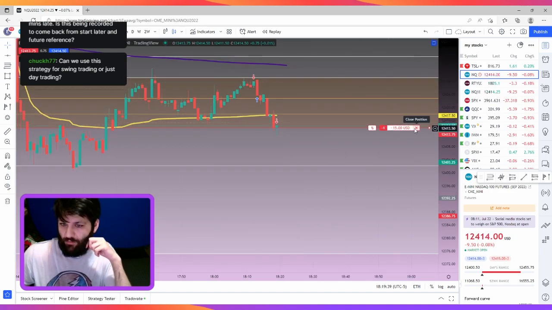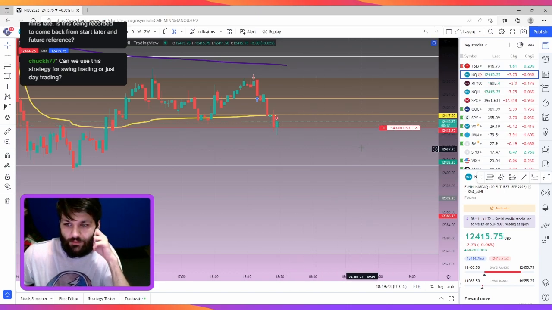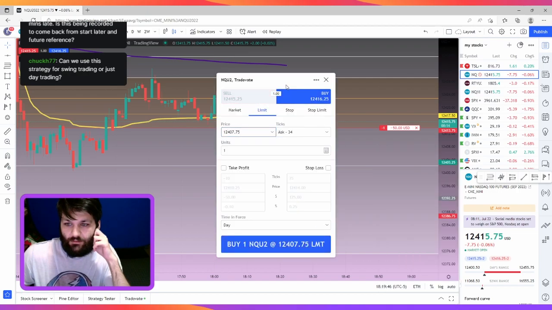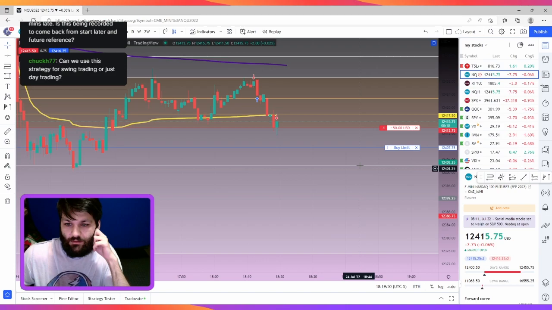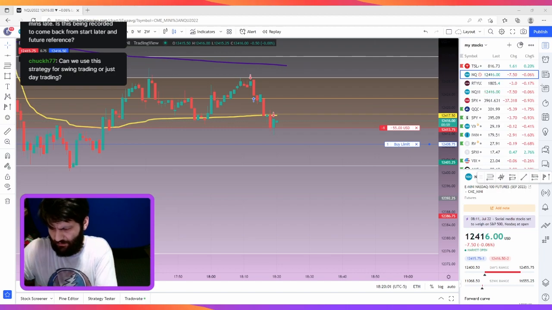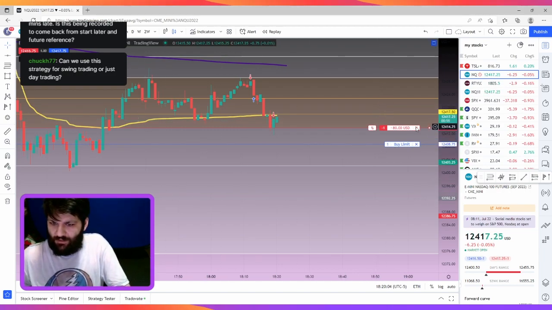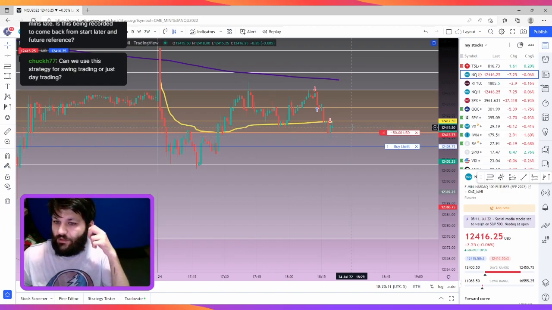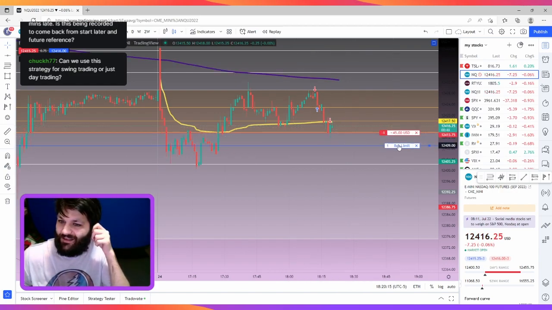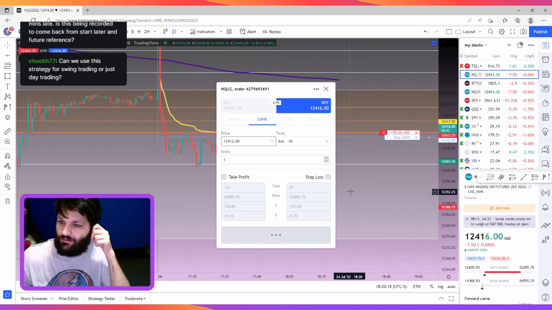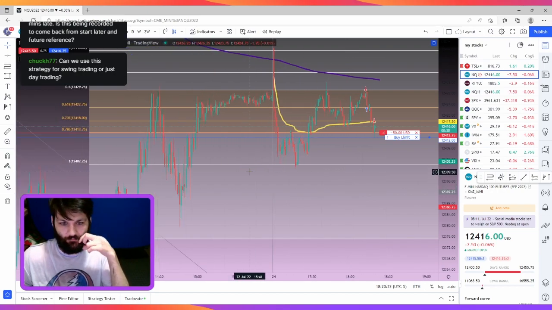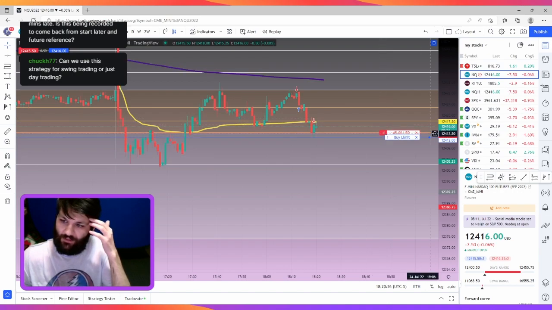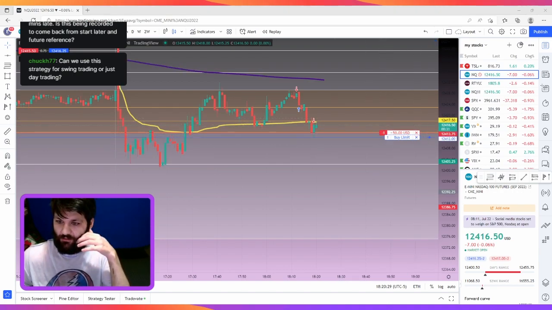Probably messed up on this one. Yup. This could end up being a bad play. If it goes like $100 against me, I'll probably just cut it if I see it in time.